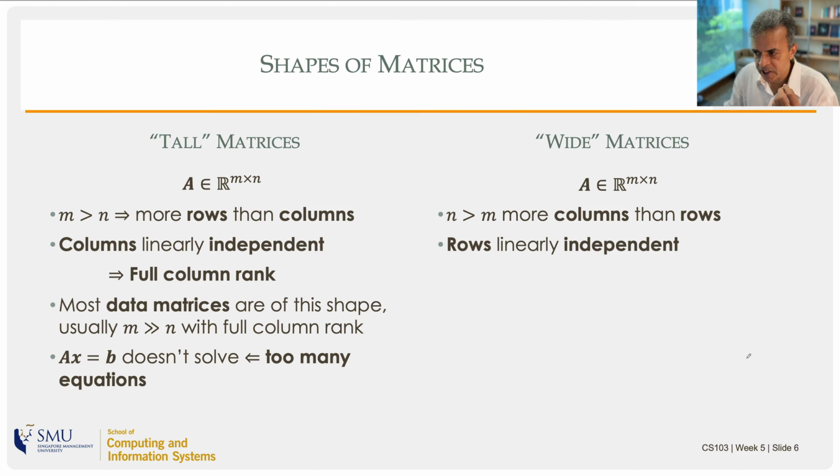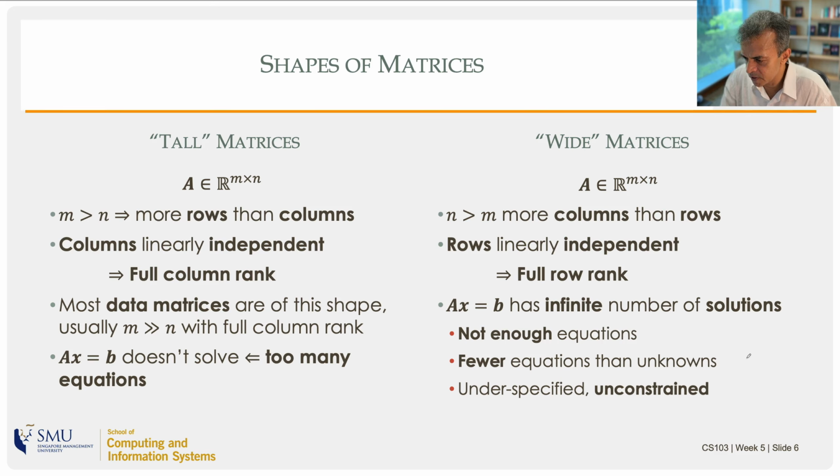And what kind of solutions? Because you have more unknowns than equations, the system of linear equations is not constrained enough, so you will always have an infinity of solutions. So, fewer equations than unknowns: underspecified, underconstrained.